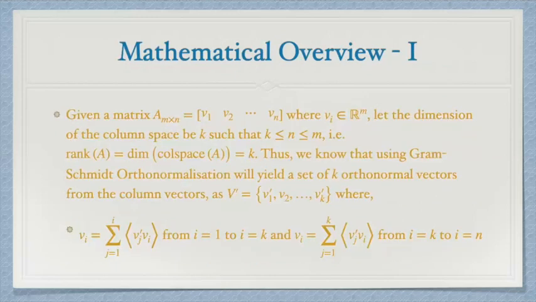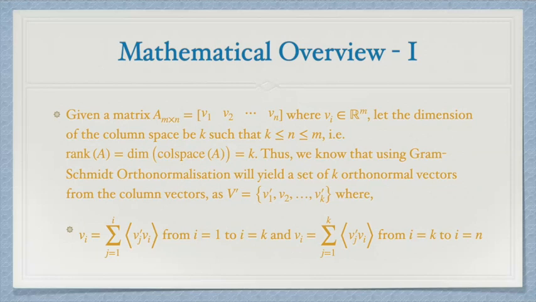So the mathematical overview for the QR decomposition is as follows. We take the matrix A and we choose its column vectors, namely V1, V2, so on and so forth till Vn, right? We calculate its rank as the dimension of the column space, say K. We know that using the Gram-Schmidt orthonormalization on the set of V1 to Vn, we will get a set of K orthonormal vectors from the column vectors, namely V dash is equal to V1 dash to Vk dash. Excuse the lack of V2 dash over there.